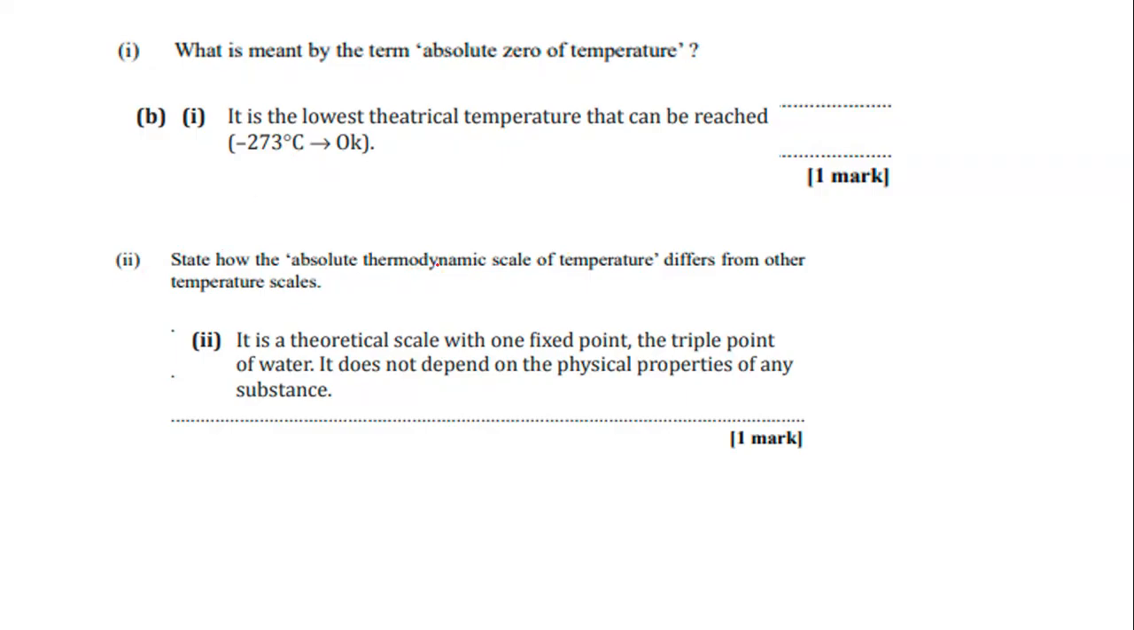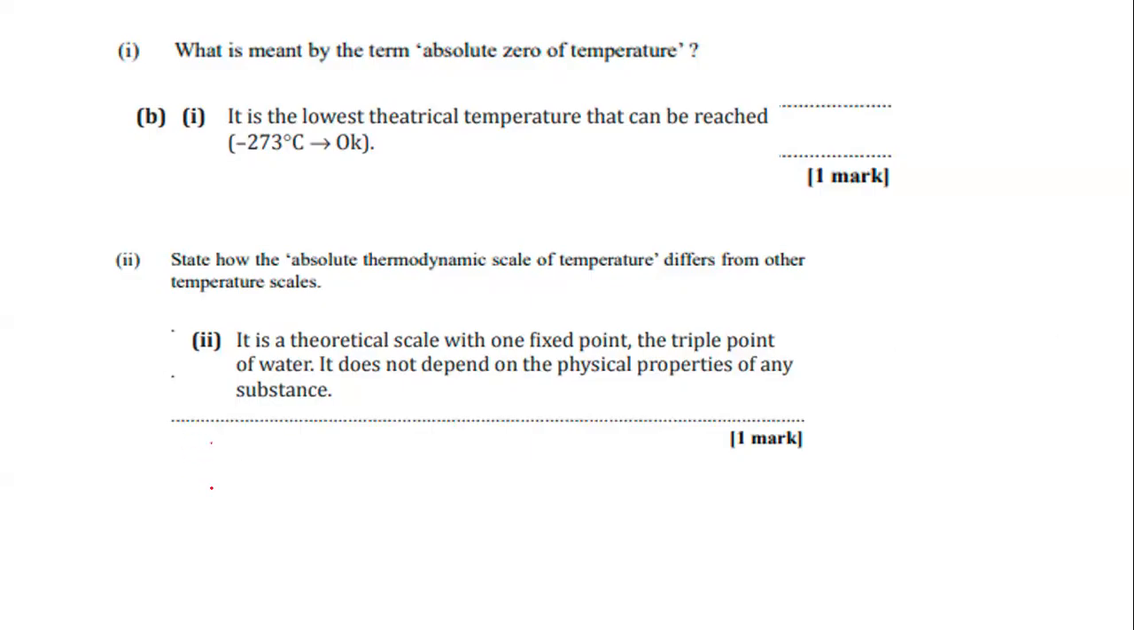Now it says state how the absolute thermodynamic scale of temperature differs from other temperature scales. When it comes to the absolute thermodynamic scale of temperature, that one only has one fixed point, whereas the other temperature scales have multiple fixed points. So like when you think about your liquid in glass thermometer, right? Those scales are based on what we call the melting point, the boiling point, and so on, yeah? Those are generally the fixed points per se. But when it comes to the thermodynamic scale, which just speaks to the overall movement of the particles themselves, the only fixed point that we can talk about is what we call the triple point of water, right? When we're dealing with the absolute thermodynamic scale.